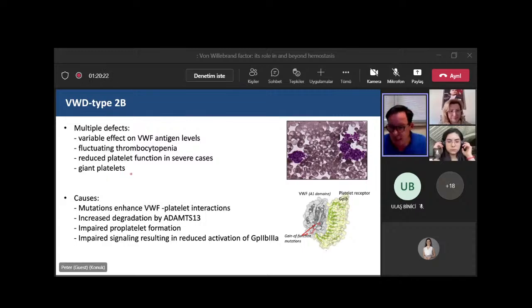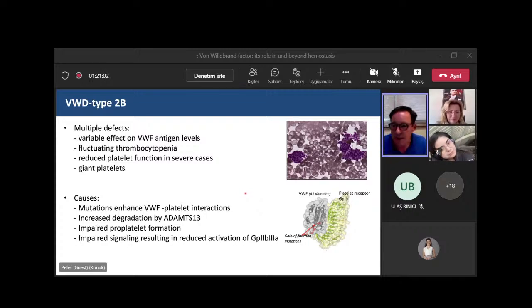Well, there are mutations in the A1 domain, what we call gain of function mutations. They enhance the interaction between VWF and platelets. They may have increased degradation by ADAMTS13. And what is very important, they are also characterized by impaired proplatelet formation, which contributes to the reduced platelet counts. And they also have impaired signaling, resulting from reduced activation of alpha-2b beta-3, also known as 2b3a. So they have everything together, I would say.